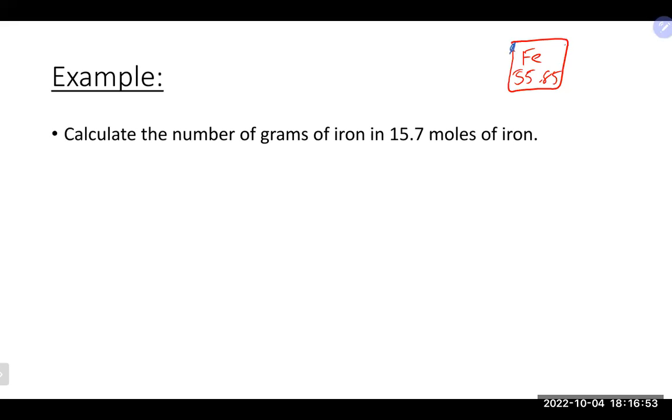See what you come up with. Okay, let's take a look. So we're looking for grams and we have moles. So we do not need Avogadro's number here. There's no mention of atoms, molecules, or anything like that.